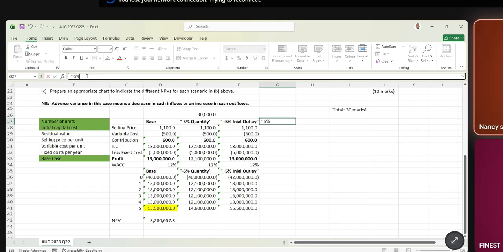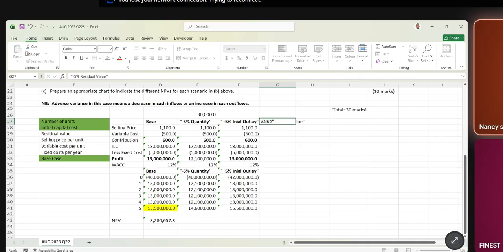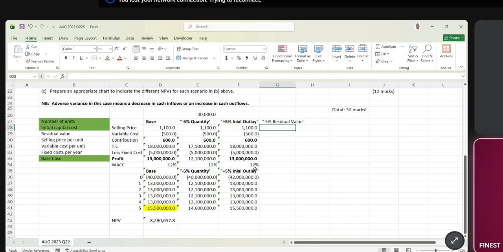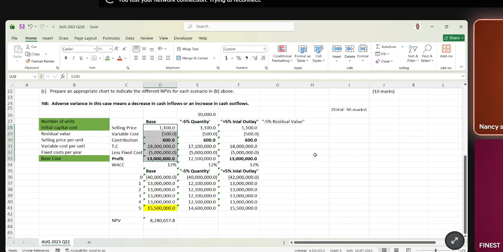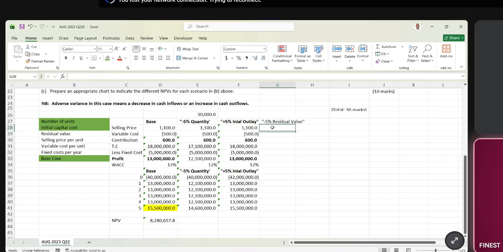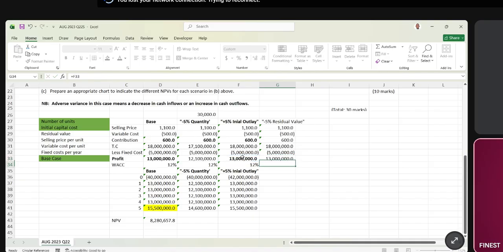Sorry, negative 5% residual value. Like that. So will it affect anything here? The sales will remain to be the same, is it? Variable cost will remain to be the same. Then contribution will remain to be the same. Total contribution will remain to be the same. Fixed cost will remain to be the same. Then the profit will remain to be the same. Are we together? Yes. So even this one will remain to be the same here.